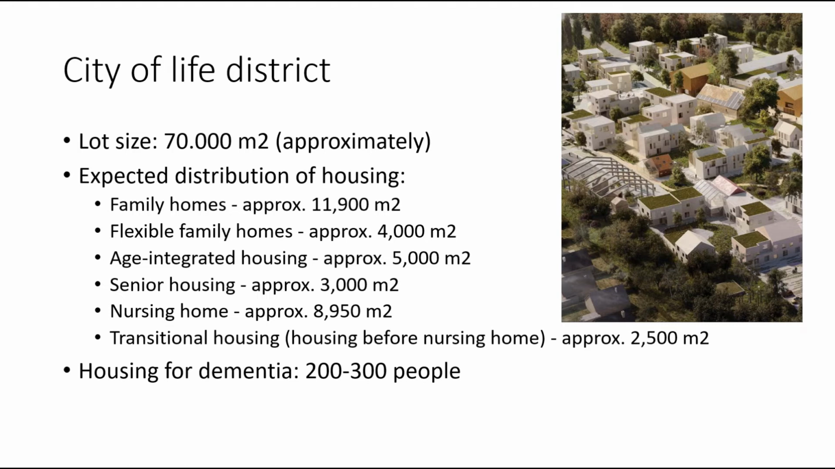As you can see here, they're planning for multiple types of housing, and these include family homes for members of the general community, flexible family homes for the families of those living in the aged care housing, age-friendly housing, which is like independent living, aged care housing, which is the supported living, transitional housing for those moving between independent living and aged care, and then housing for people with dementia to live in a shared space together.